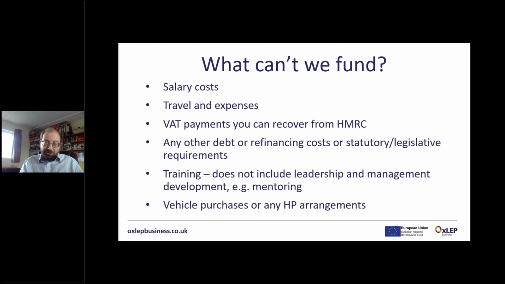We can't include training costs. Now, that doesn't include leadership and management development, so things like mentoring. But anything that results in a qualification is not something that we can cover under ERDF. The reason for that is that it sits within the European Social Fund rather than the Regional Development Fund. I've talked about hire purchase. We cannot cover vehicle purchases. Please don't go out and buy a car or a minibus or any other kind of vehicle. Next slide.